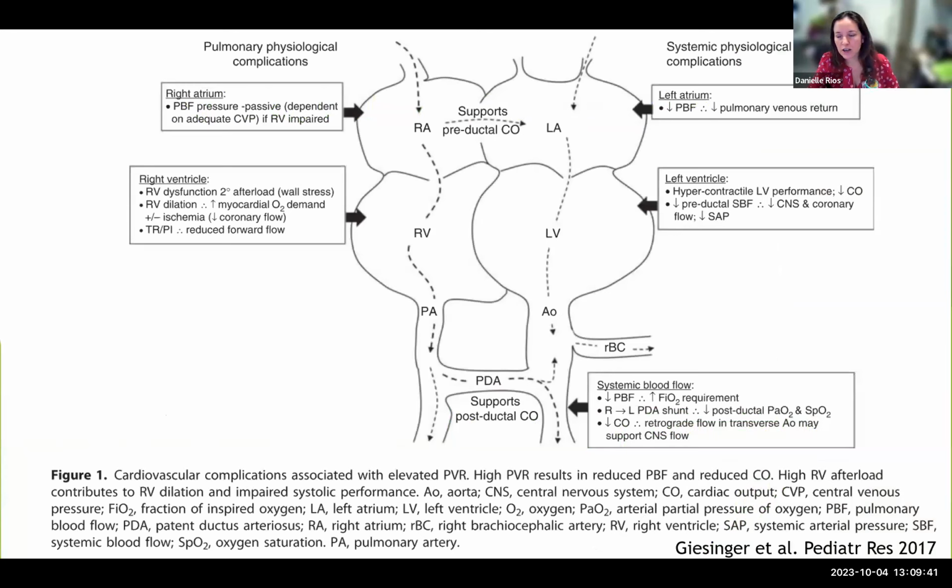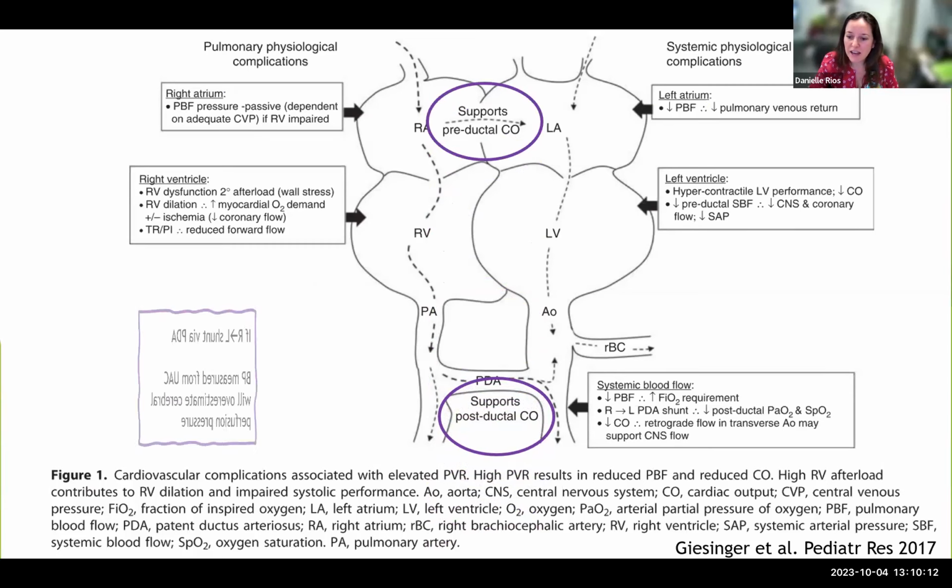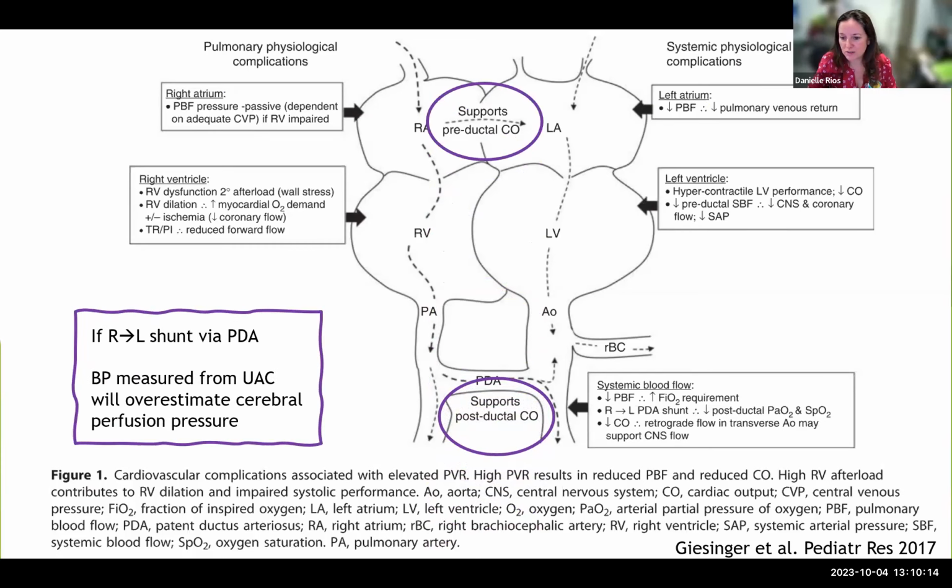So this is a figure that I'm sure you guys have seen many times. It describes the many changes seen in the heart when acute PH is present, including to the right and to the left sides. What is important for what I want you to see from this is that the atrial communication, shunting from right to left, supports the preductal cardiac output, while the right to left PDA supports the postductal cardiac output. So if you have a right to left PDA, blood pressure measurements from that UAC, which is a postductal assessment, will overestimate the cerebral perfusion pressure.